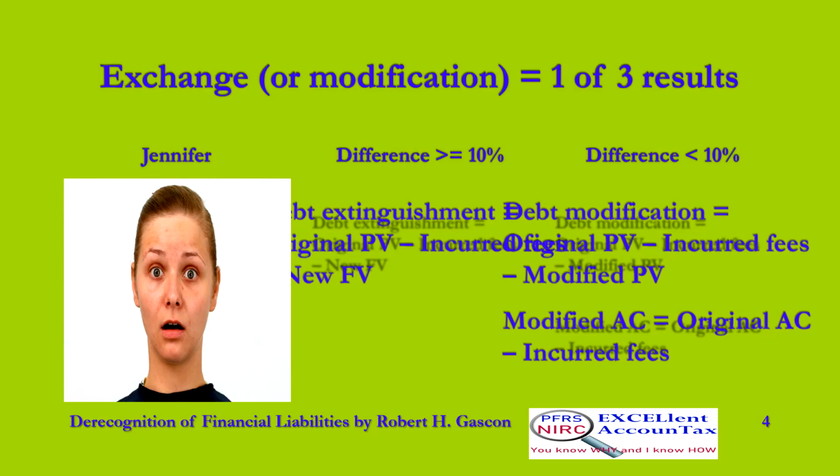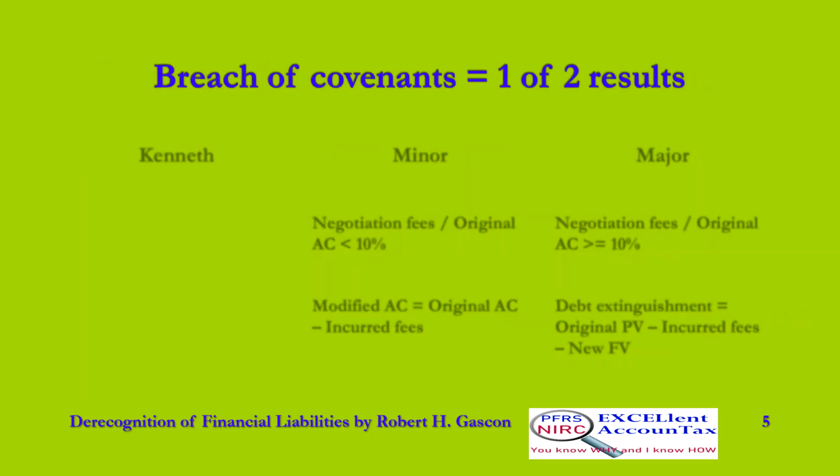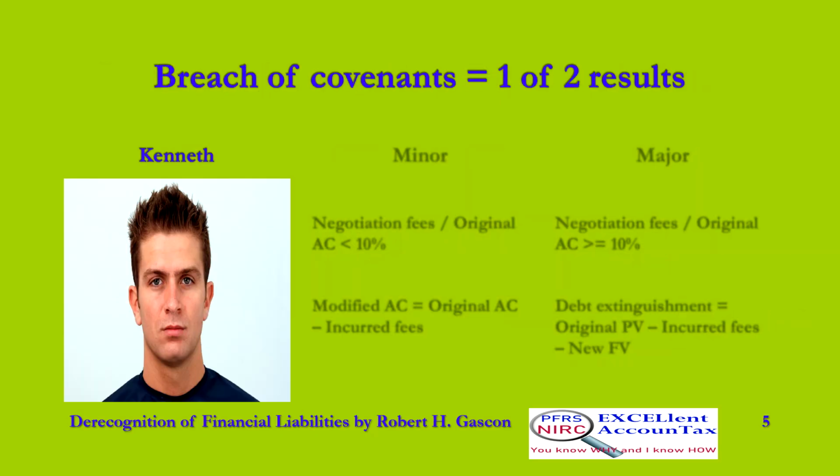When financial liabilities are exchanged, or modified, the accounting treatment depends on the extent of the absolute difference in present values. If covenants were breached, how is that breach accounted for? We listen to Kenneth.